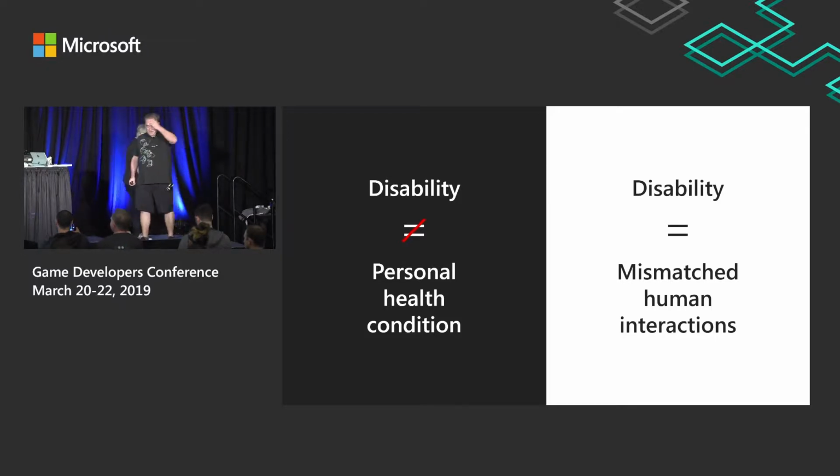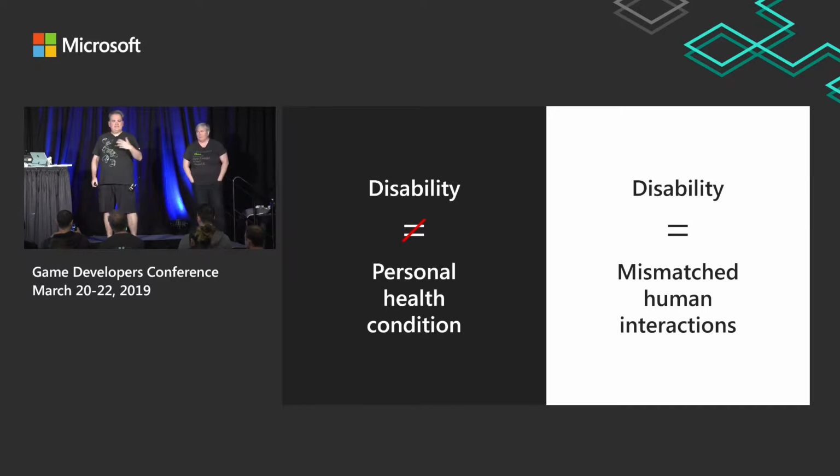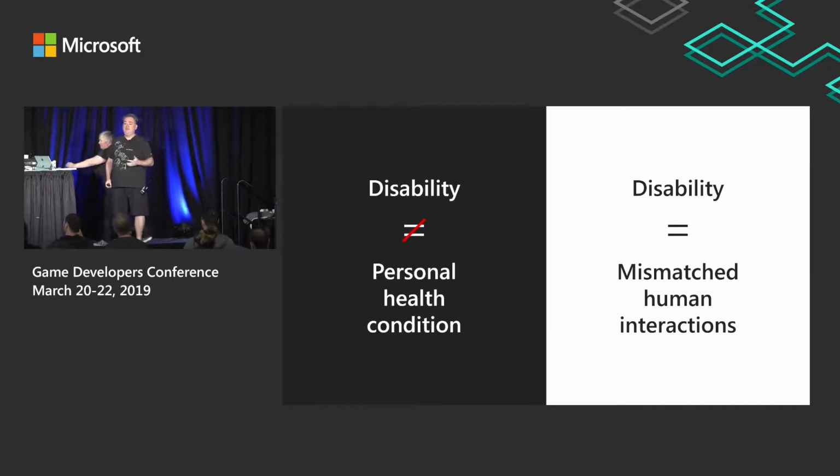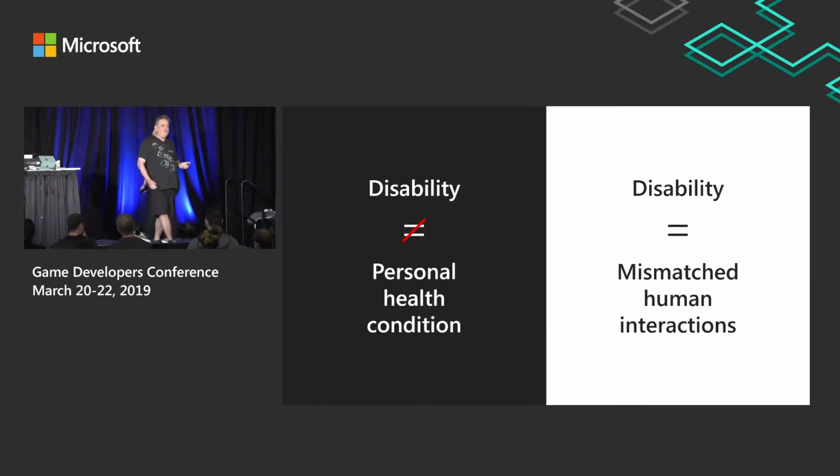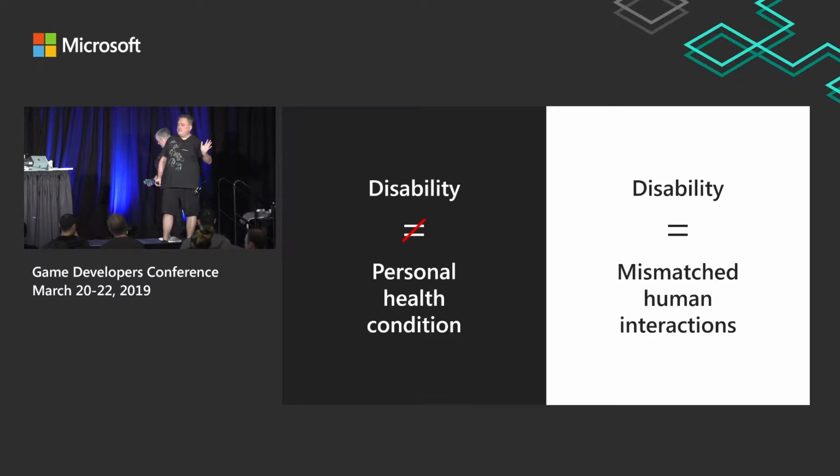So when we look at disability and how we approach designing for disability, we really take a lot of inspiration from how the World Health Organization has defined disability. And this is what they call the social model of disability. It's not the only model of disability, but for us as product makers, it actually makes a lot of sense. This idea that disability is not a personal health condition, it's a mismatch in interactions between a person and their environment. So let me give you a kind of a canonical example of that.